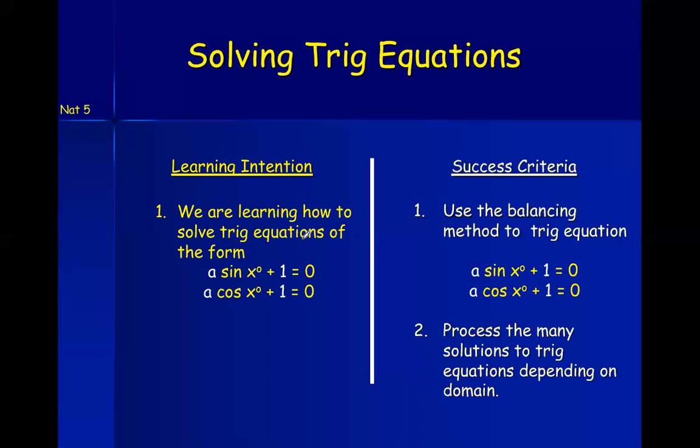Solving trig equations of the form a sine x plus 1 equals 0, because we know how to solve an equation. You just treat it as if that sine x was a big X. That means you need to take away 1 on each side and then divide by a. Okay, so let's have a look.